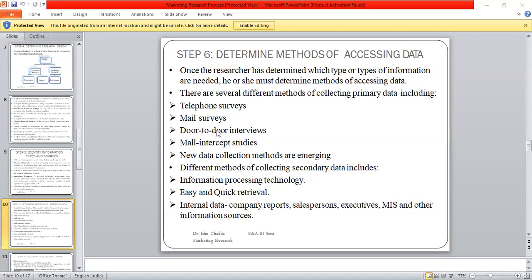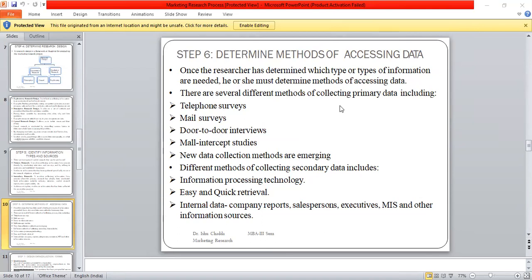The next step, which is actually step 6, is when we determine the method of assessing the data. Once the researcher has determined which type of data, whether he wants to go for the primary data or the secondary data, after that he has to see which type of survey he wants to follow. He or she must determine the method of assessing data.